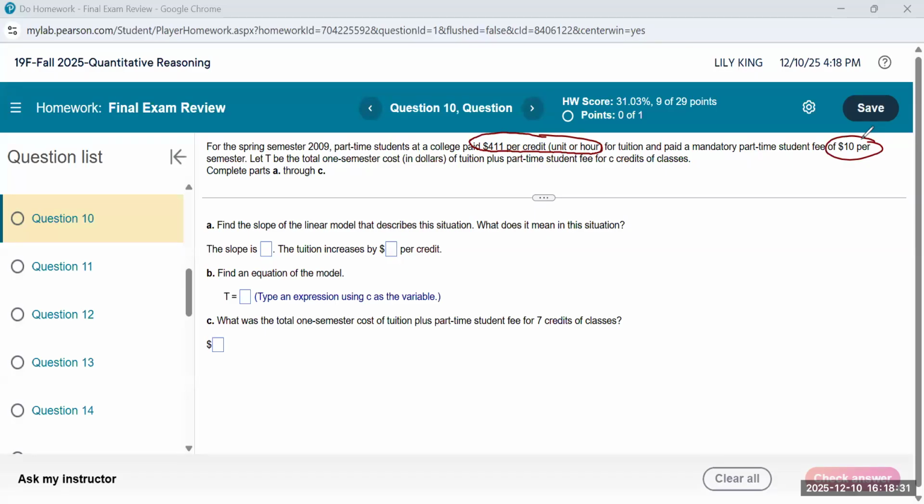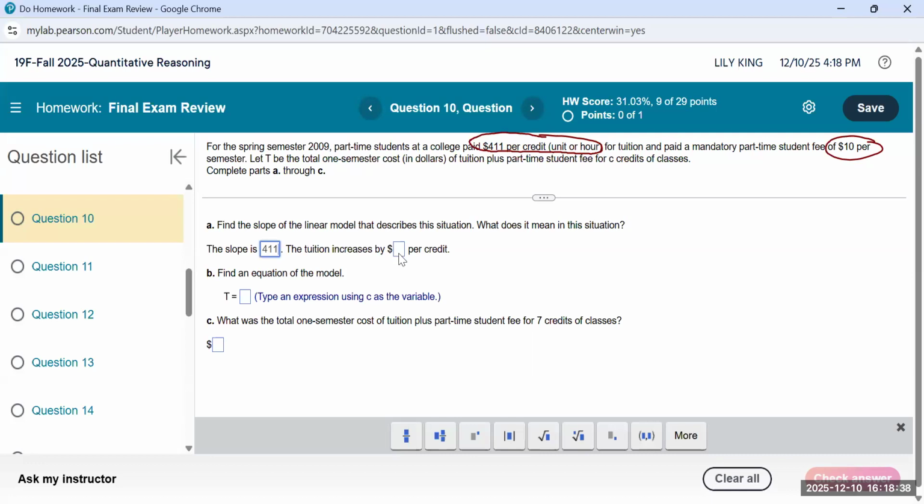So here the slope is 411, and you put the same thing right here, all right? Because we are interpreting that value. So the 411 here means that the tuition increases by $411 per credit.